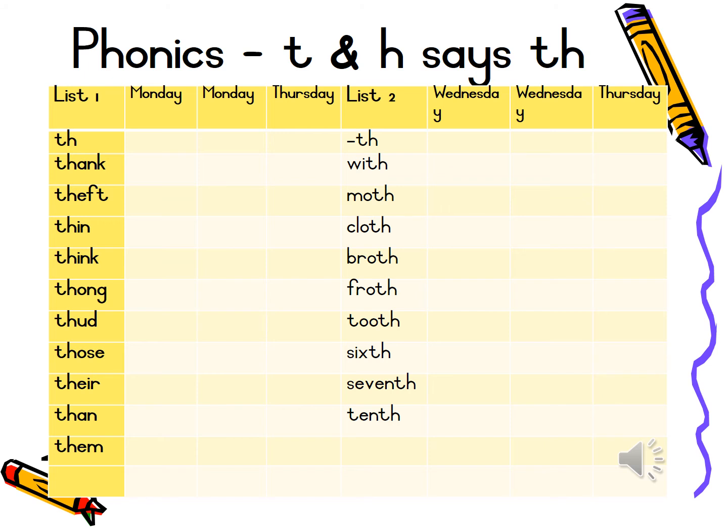Tooth, one tooth, many teeth. 6th is an ordinal number for the number 6. 7th, again an ordinal number for the number 7. And 10th is the ordinal number for 10. So you're going to write these out on Wednesday, and then on Thursday you'll do both lists. Remember, you need to look at this carefully for the next phonic activity.